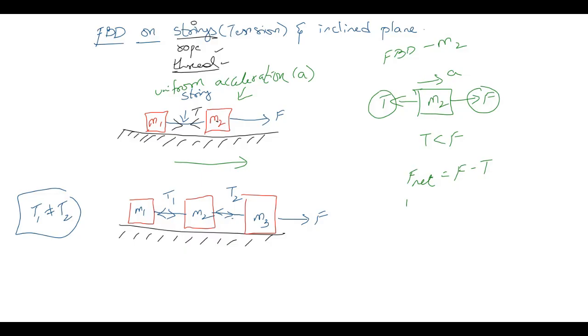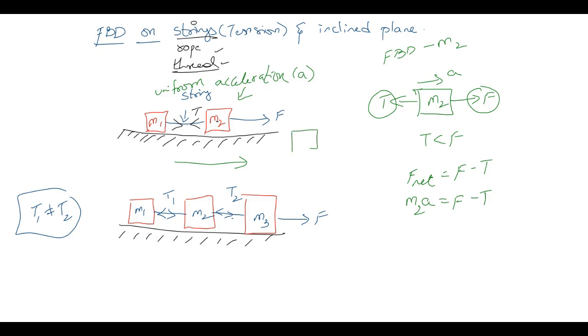F is greater than T. So F minus T. Now what is the net force? Net force is nothing but mass of the body into acceleration. That is equal to F minus T. So m2 into A is equal to F minus T.